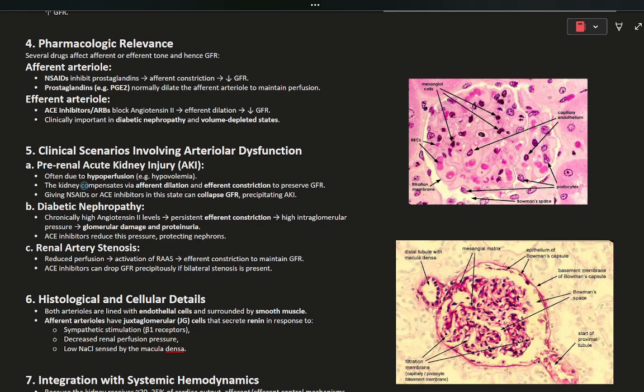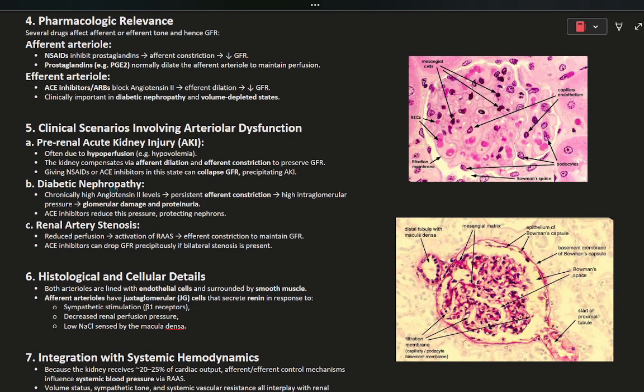And the kidney will compensate for this hypoperfusion through afferent dilation and efferent constriction in order to preserve glomerular filtration rate. And so, if you give the patient NSAIDs or ACE inhibitors in such a state, that can collapse or decrease the GFR significantly, thereby precipitating acute kidney injury. So watch out for the GFR.